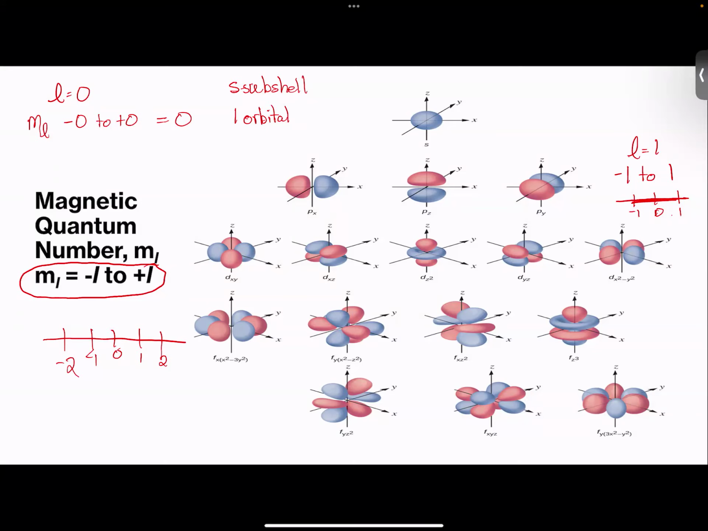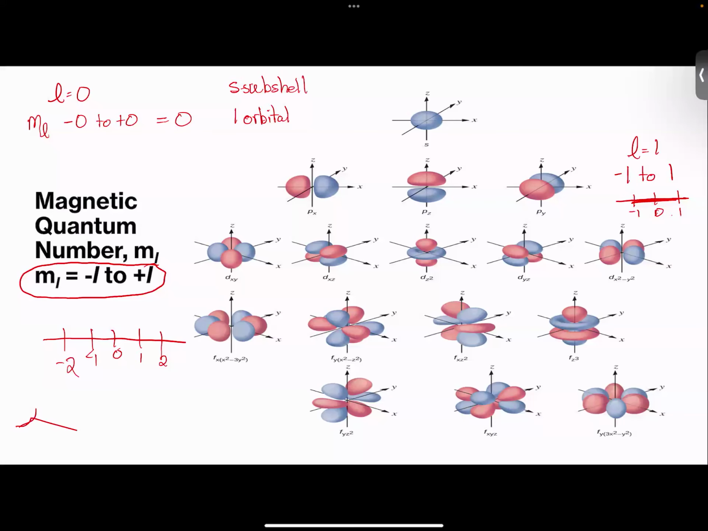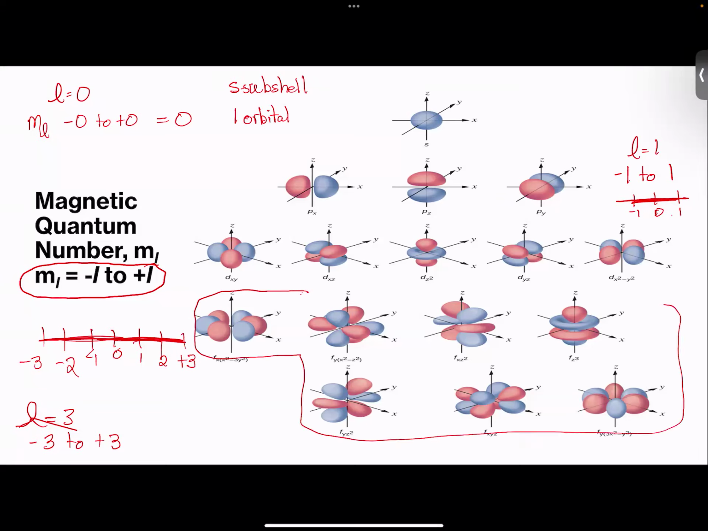If, let's say, L is equal to 3, that means we're talking about a negative 3 to a plus 3 on a number line. So it could be any of these 7 numbers. That is why L of 3 has 7 orbitals.